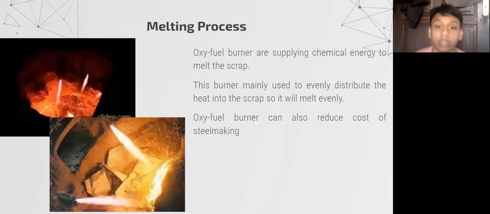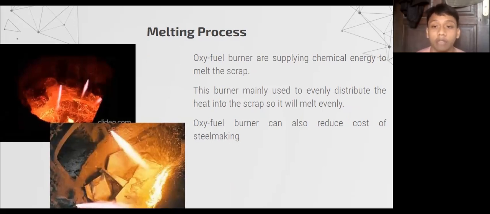Beside the electrode, there is the oxy-fuel burner, which is supplying chemical energy to melt the scrap. The oxy-fuel burner, as we can see in the process, looks like a torch. It will burn the scrap material to evenly distribute the heat into the scrap, so it will melt evenly.